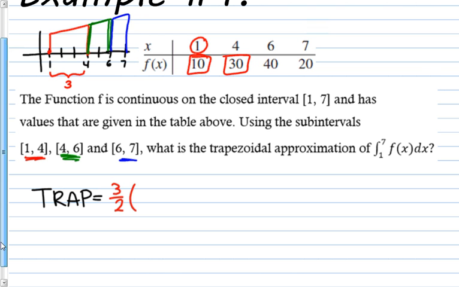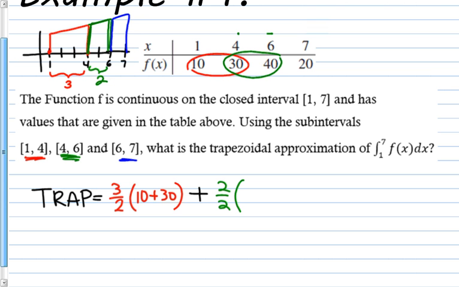So what I like doing on my paper is I'm just like, okay, it's these two. So 10 plus 30. That takes care of my first trapezoid. Now I'm going to add that to whatever I get for my second trapezoid. For my second trapezoid, the width is 2. So it's 2 divided by 2. And then my base 1 is whatever I get when I plug in the 4. And my base 2 is whatever I get when I plug in the 6. So it's these two. So 30 plus 40, or 70, right?